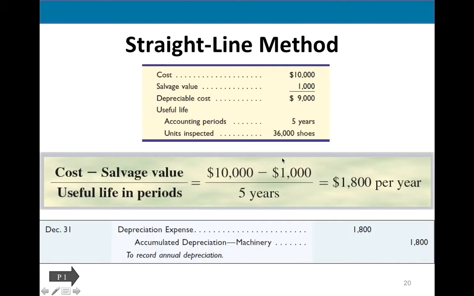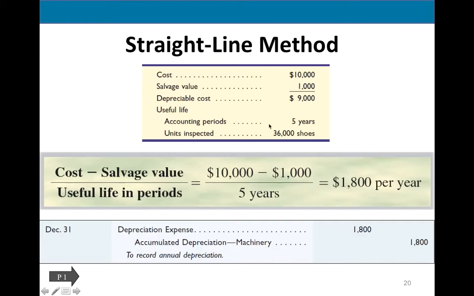Okay, straight line method, very easy. This is the formula. You should remember it from chapter 3. Cost minus salvage value divided by useful life. 9,000 divided by 5 years, $1,800. At the end of the year, that's my journal entry. This is the adjusting journal entry. Debit depreciation expense, credit accumulated depreciation for equipment or machinery. It will be repeated 5 times.